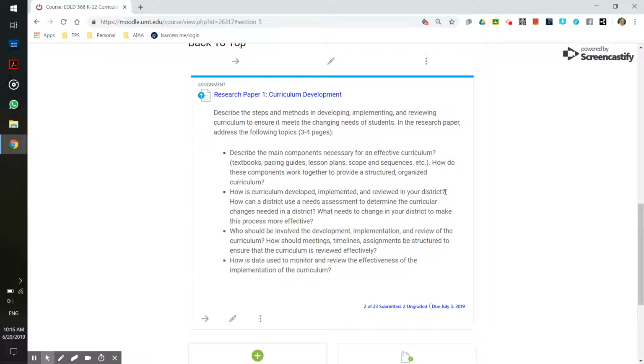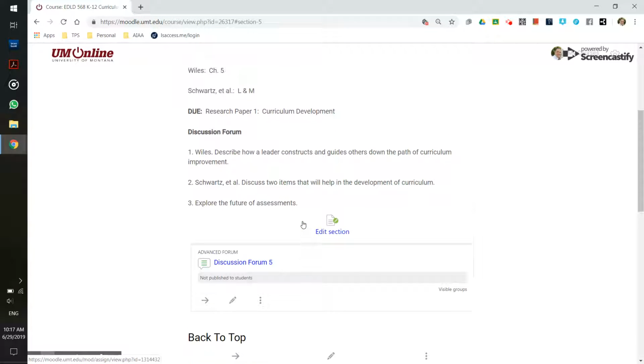Also, who should be involved in this process of curriculum development. As you'll see in the final project, it talks about internal publics, those stakeholders that work within the school system, and then the external publics, those in the community and parents and things like that, and even government officials or even the state. And then lastly, talk about data and how data is used to monitor and review the effectiveness and implementation of the curriculum. So that's the research paper that is due.